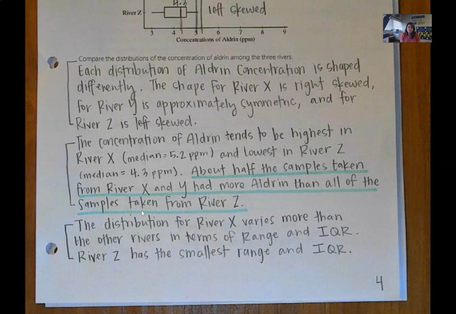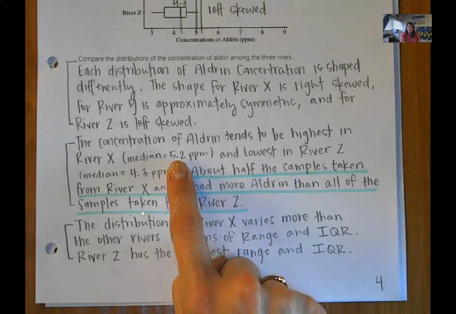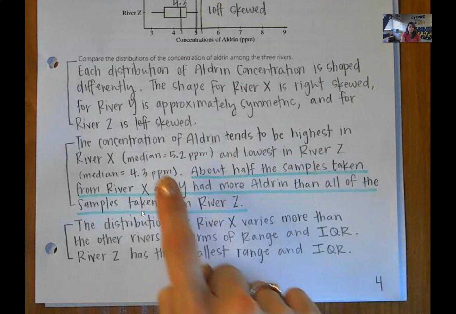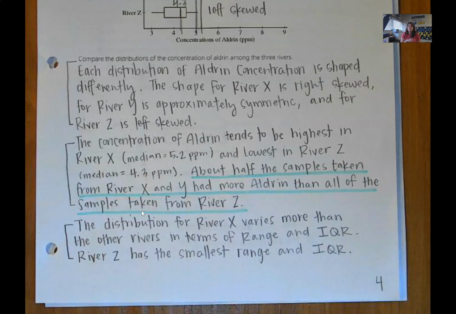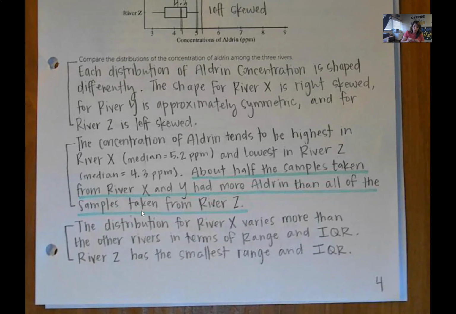The concentration of Aldrin tends to be the highest in river X because the median is 5.2, and lowest in river Z because the median is 4.3. I'm not even going to say that river Y is in the middle because that should be obvious. The best part of my response is what I have here highlighted. About half of the samples taken from river X and Y had more Aldrin than all of the samples taken from river Z. Let me show you how I knew this.